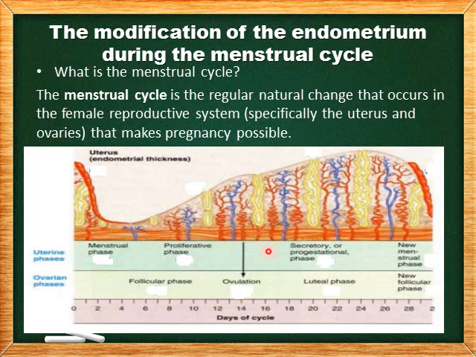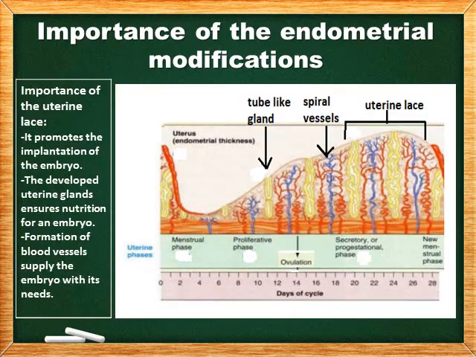All of this we have to keep in mind all the time. These changes take place in order to make a pregnancy possible. So if you ask yourself why the endometrium follows these changes or modifications, it is for a clear purpose, which is making pregnancy possible. That's why we have to look at the importance of these modifications.